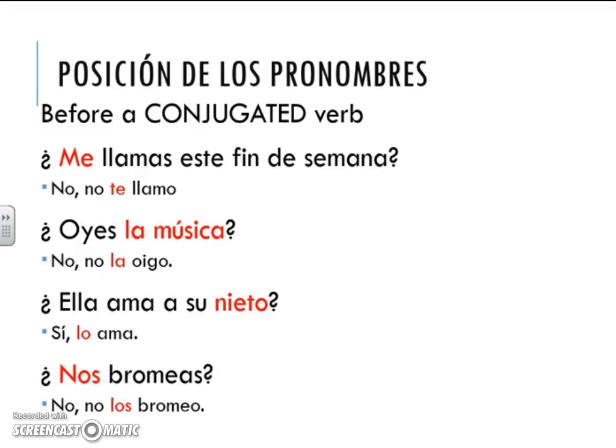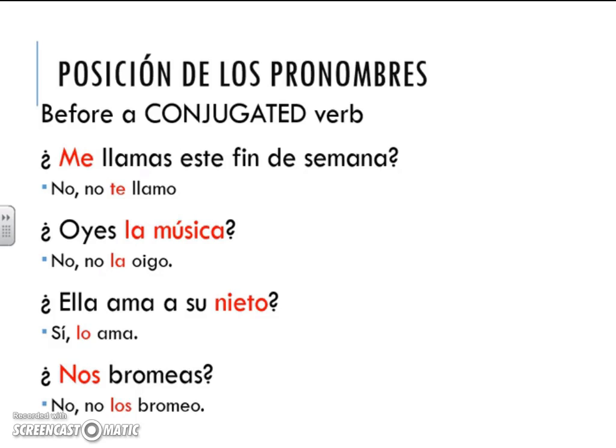And our last example is "nos bromeas," which is "are you kidding us?" And then we would say "no, los bromeo," no, I'm not joking, and the "los" there would be you all. Okay, so I'm not kidding you all.